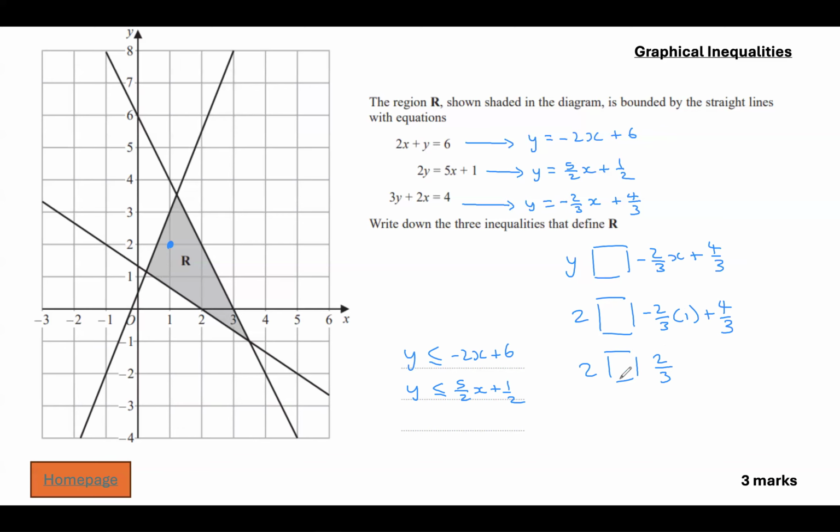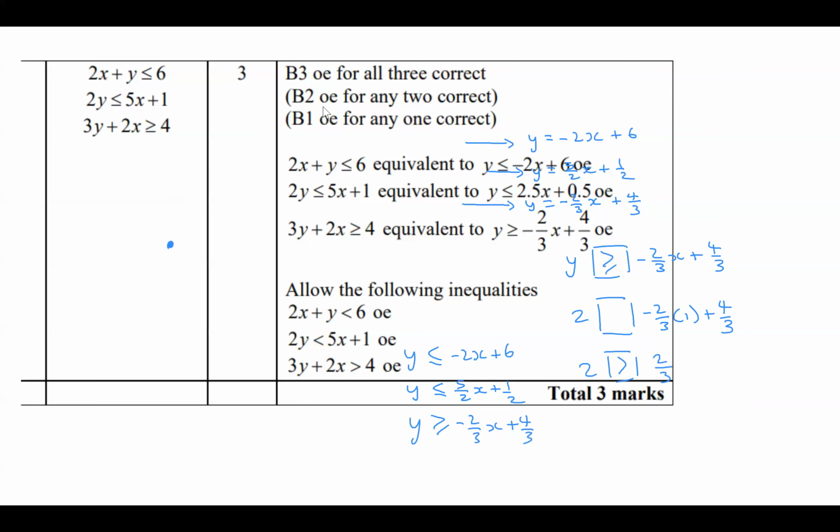2 is greater than 2/3. So it's going to be greater than or equal to. So y is greater than or equal to minus 2/3 of x plus 4 over 3. And there are multiple ways of writing this. We wrote it out in the following form. How did we write it out? Right, so this is one of the options that we could use.